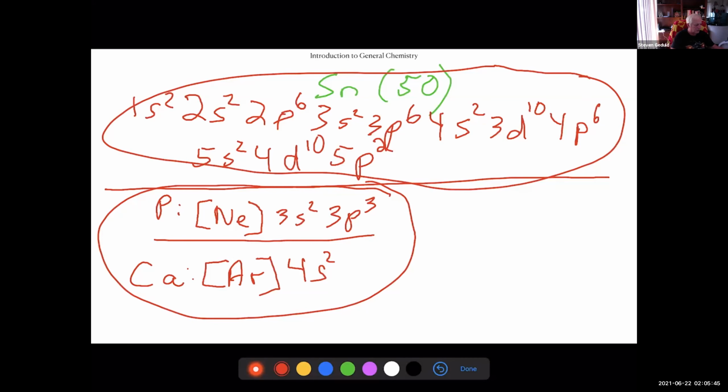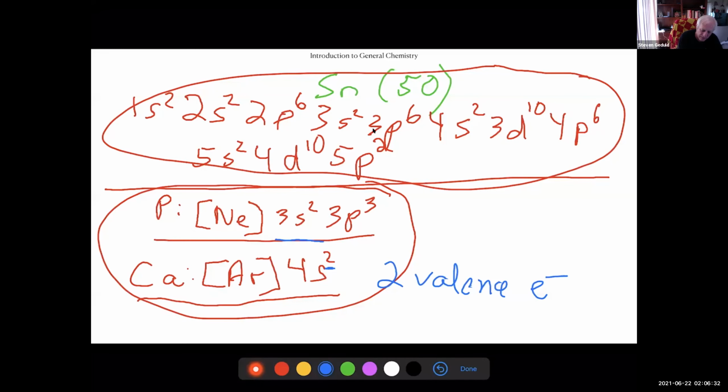Because we're going to use this information as what's called your outer electrons or your valence electrons. Those are the electrons that react. So if you look at what I wrote with calcium, there's a core of argon and 2 electrons outside of it. These 2 electrons are what's called valence electrons. So calcium has 2 valence electrons.